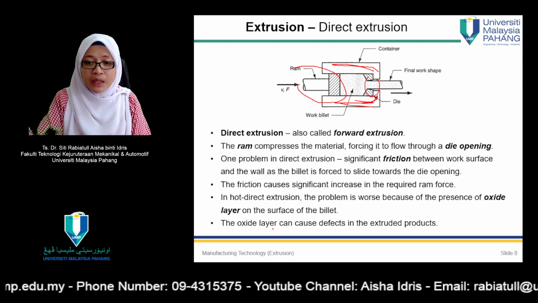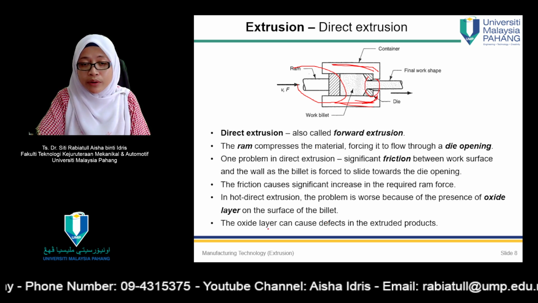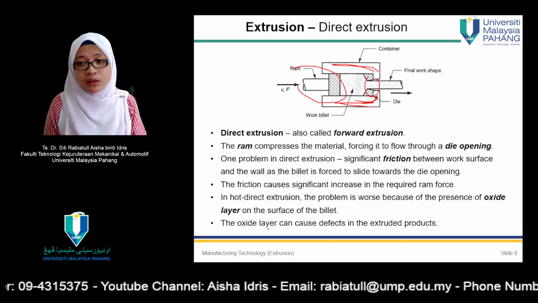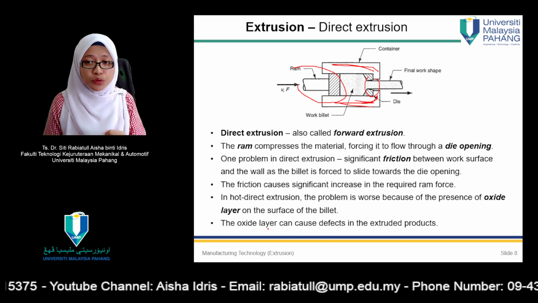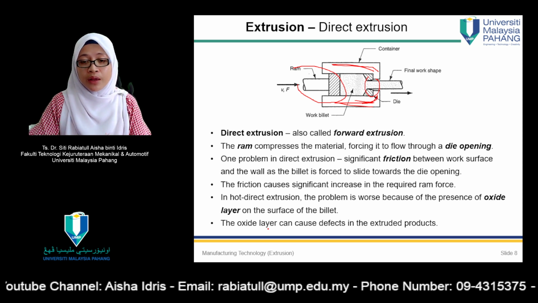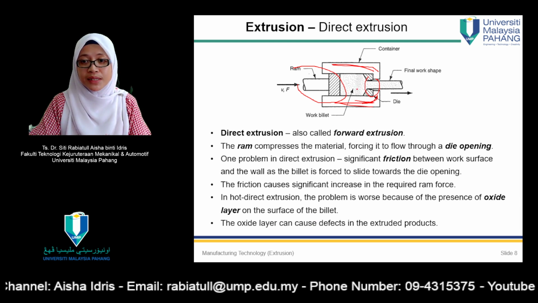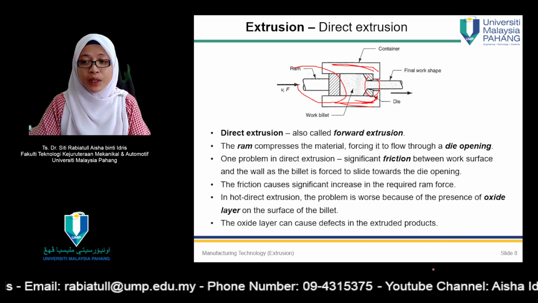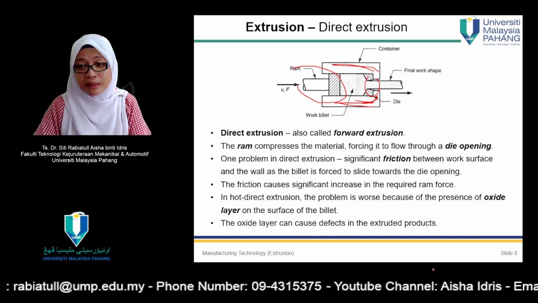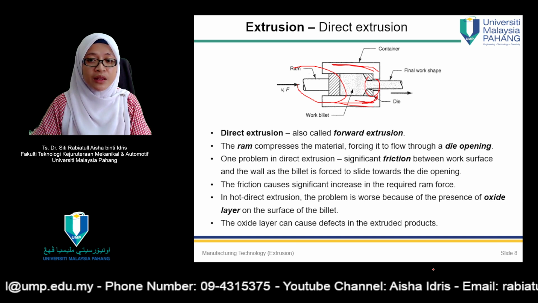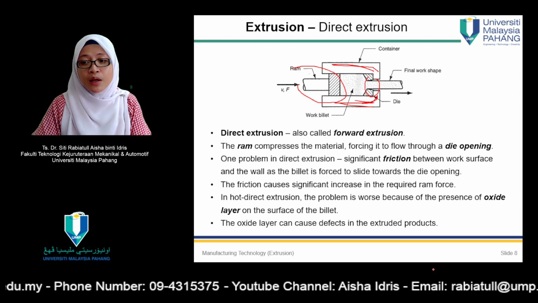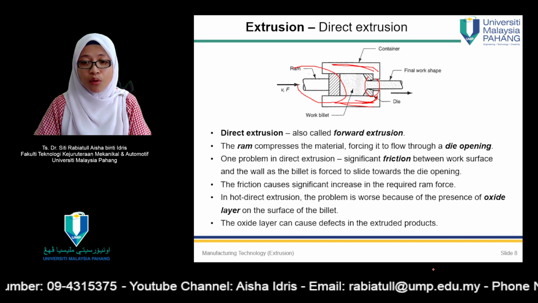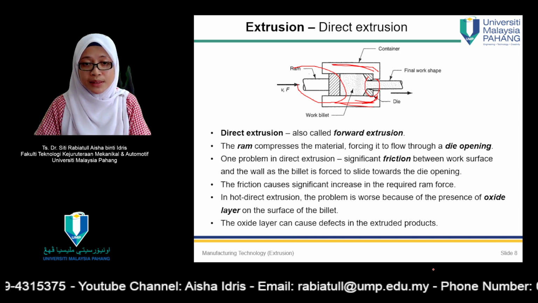So now, direct extrusion, also known as forward extrusion. Later on, you will see the difference between direct and indirect, but before that, let me explain what direct extrusion is. The ram compresses the material, forcing it to pass through the die opening over here and producing the shape according to the die dimension. There is a problem in this type of extrusion whereby significant friction occurs between the work surface and the wall as the billet is forced to slide towards the die opening.